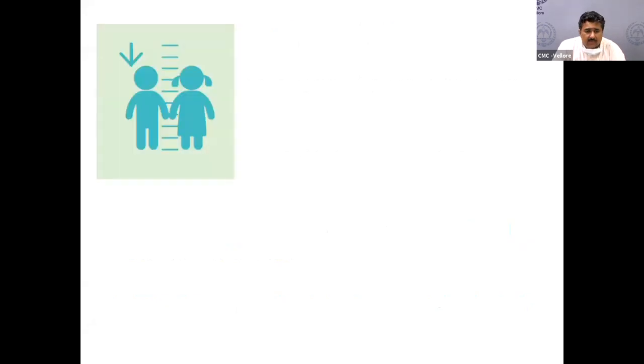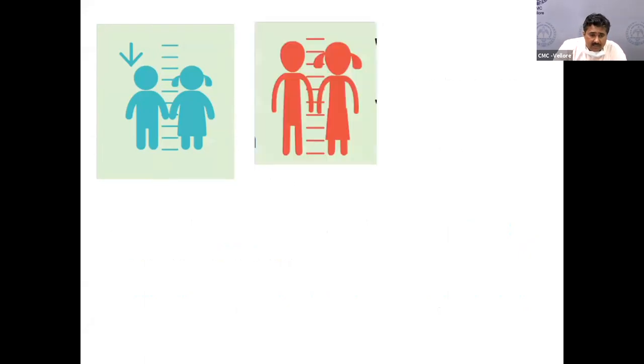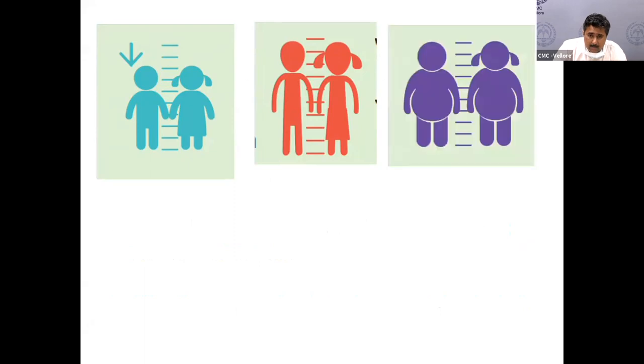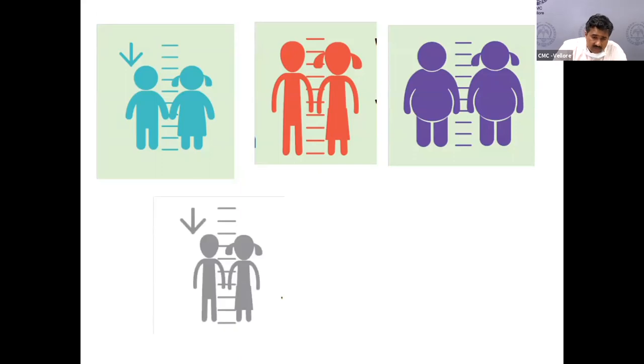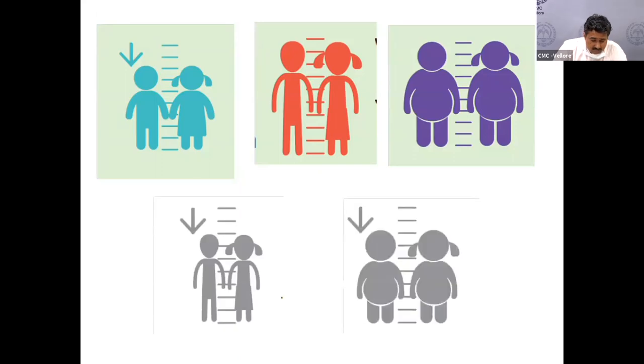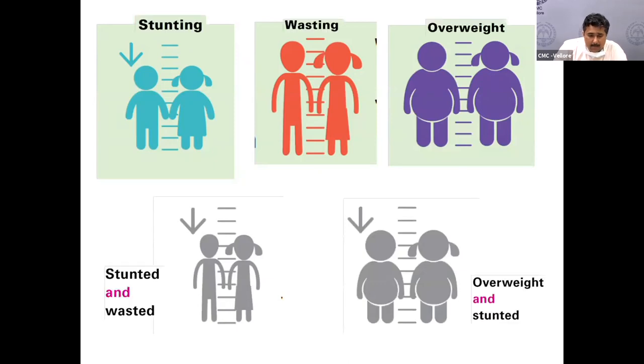The picture shows a child with less height for age or sex, which you call stunting. Here weight is normal and height is normal, but the child is wasted. Its weight is less. You see obesity here. Here they are both stunted and wasted together. Here you have overweight.